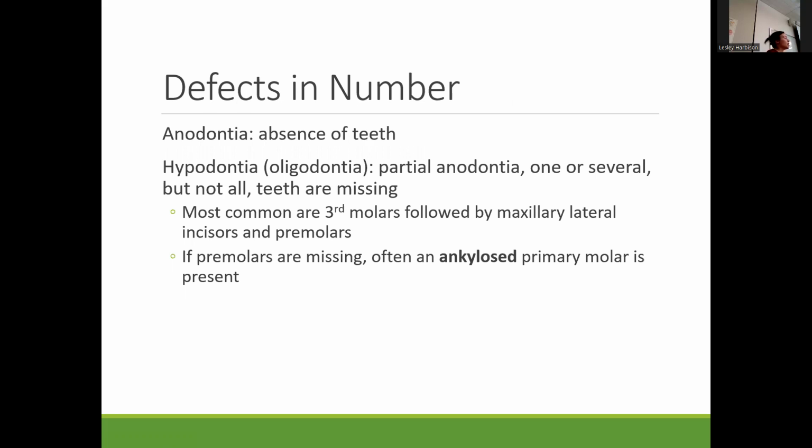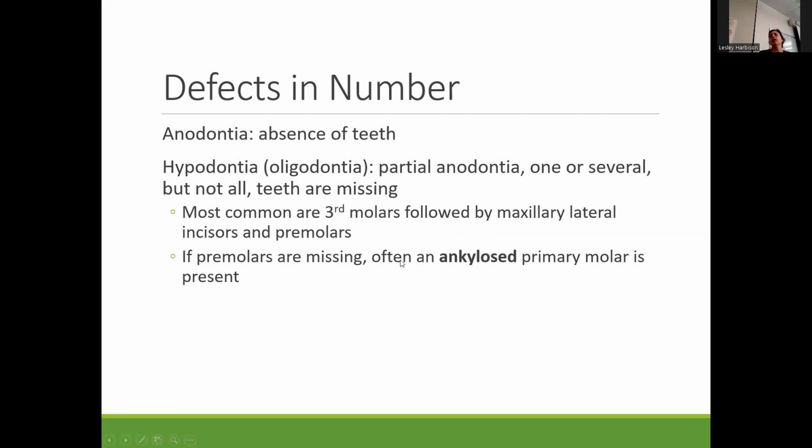Hypodontia is partial anodontia, where they're missing some teeth, but not all. The most common we would think of are the third molars, or maybe premolars for ortho, but also maybe somebody was born without their lateral incisors. That is not super common, but it's not super uncommon either.